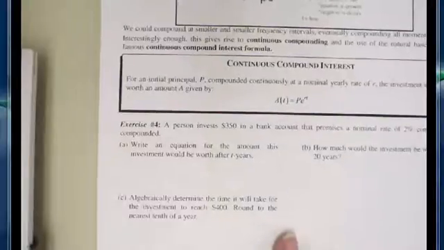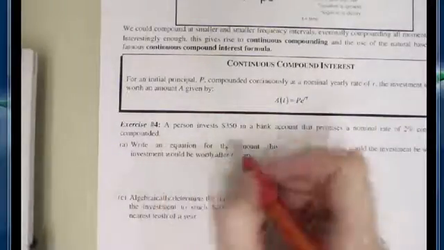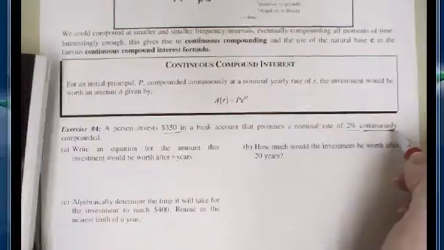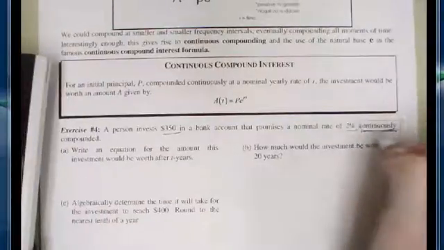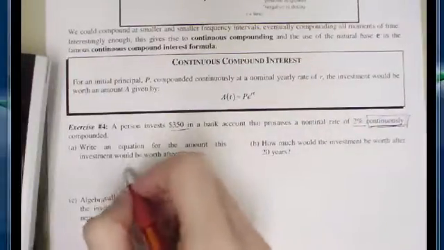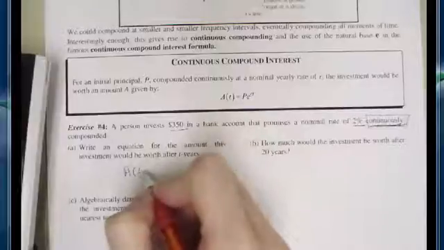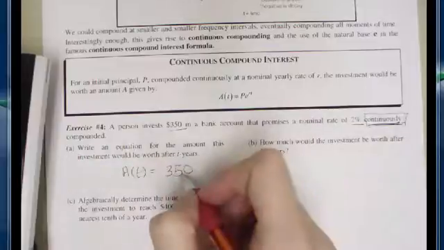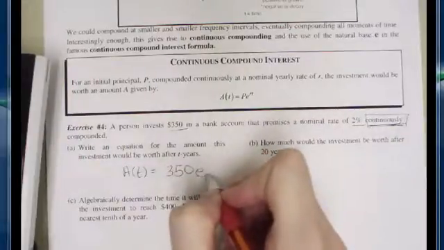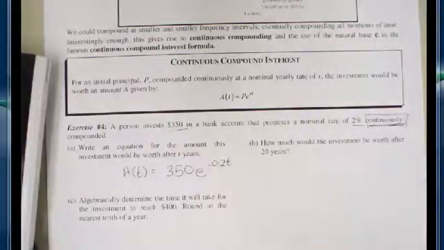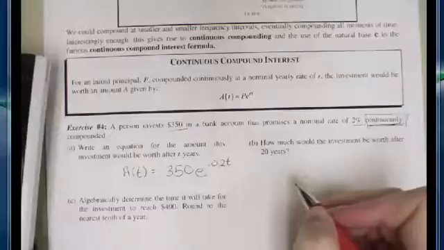You have to be careful. We invest $350 in a bank, 2%, and it is continuously compounded. Okay, so that's the difference word there. When we are continuously compounding, we're going to use PERT. So we say A of t equals 350, that's my original amount, times e to the 0.02 times t. So there's my formula. And then we'll look at B.